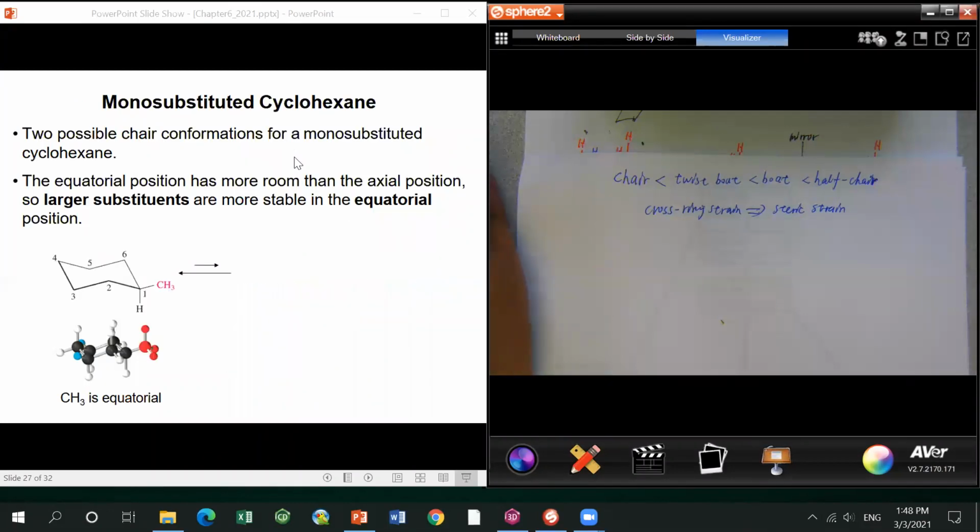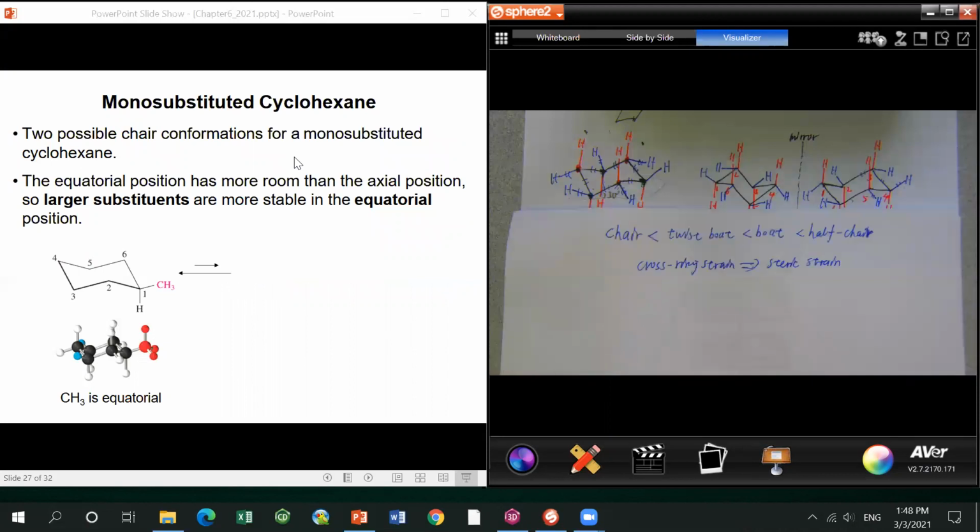All right, so here we come to an important case, also critical thinking. Why do we care about the ring flip? Why do we need to know how to draw the chair conformation? Because we have to analyze the stabilities of different substituted cyclohexanes.